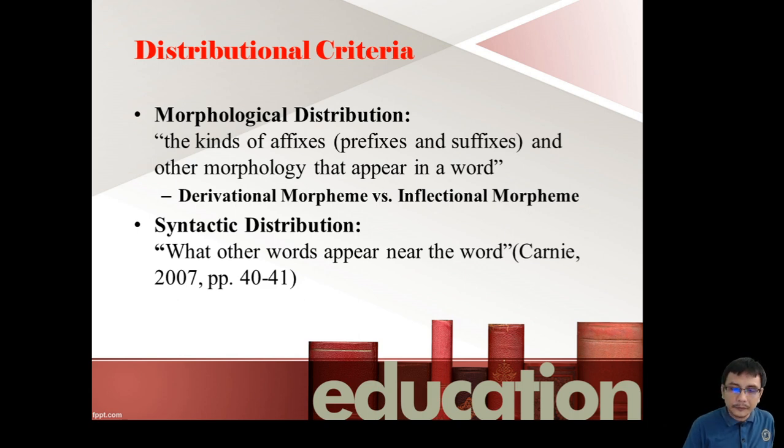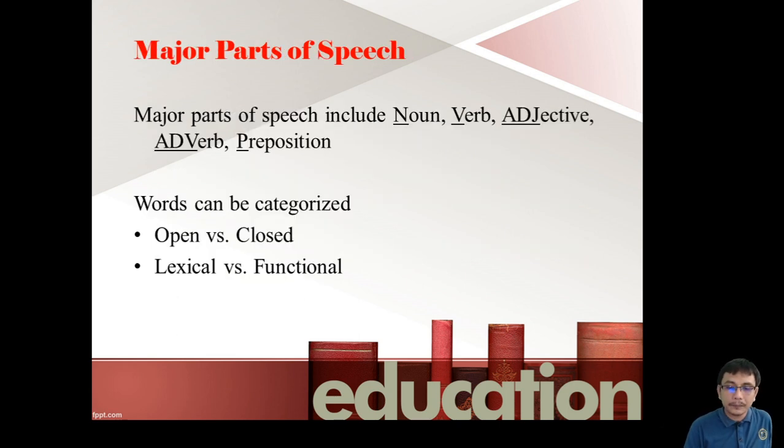But we will be more focused on the so-called syntactic distribution. According to Carnie, syntactic distribution refers to the fact of what other words appear near the word. In other terms, the order of the words in a sentence. In categorizing parts of speech or words, we normally divide them into several parts of speech, and the major parts of speech that we know so far are noun, verb, adjective, adverb, and preposition.